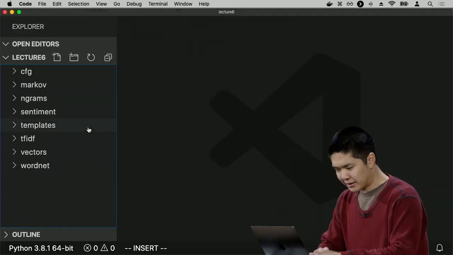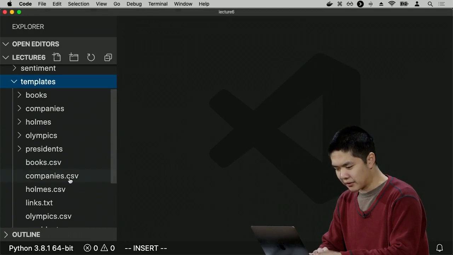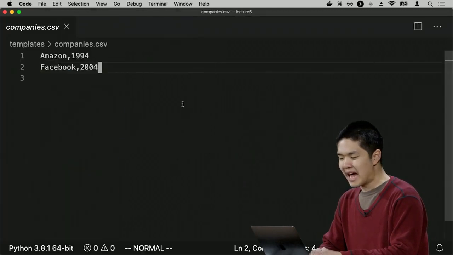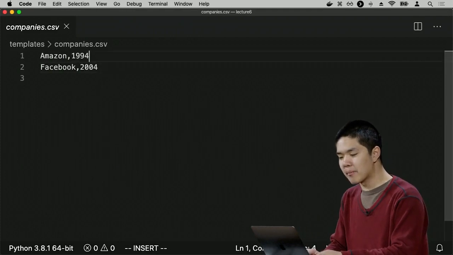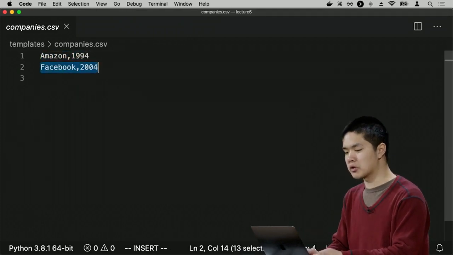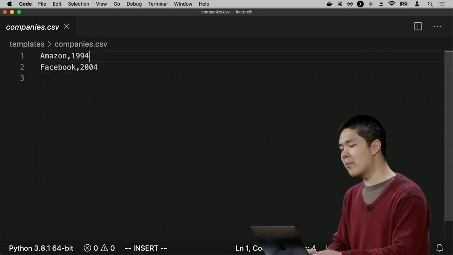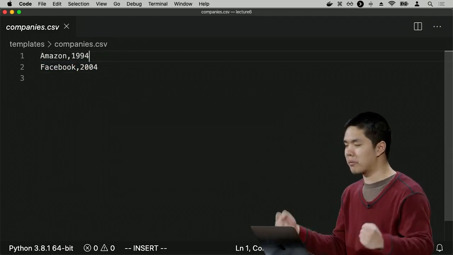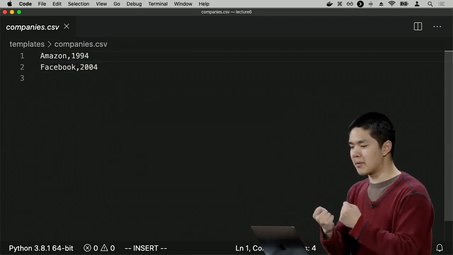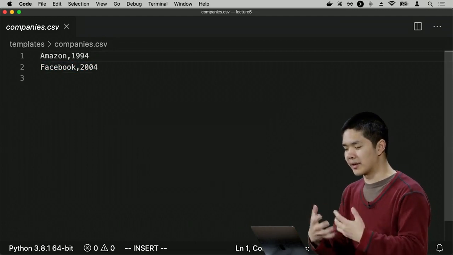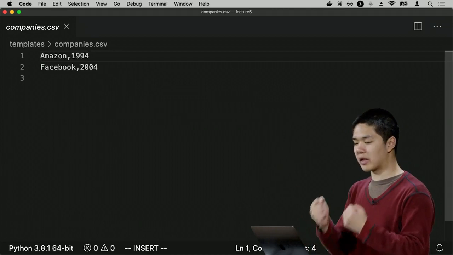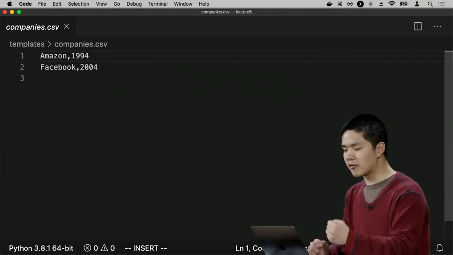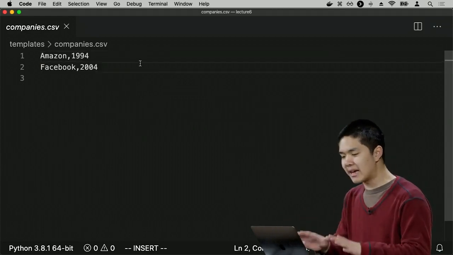What I have here inside of the templates directory is a file called companies.csv. And this is all of the data that I am going to give to my AI. I'm going to give it the pair Amazon 1994 and Facebook 2004. And what I'm going to tell my AI to do is search a corpus of documents for other data, pairs like this, other relationships. I'm not telling the AI that this is a company and the date that it was founded. I'm just giving it Amazon 1994 and Facebook 2004 and letting the AI do the rest.